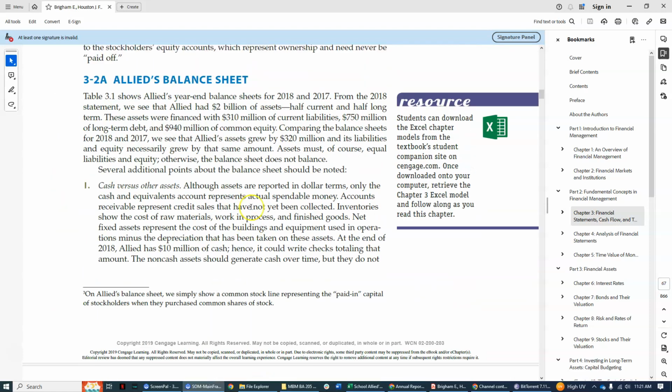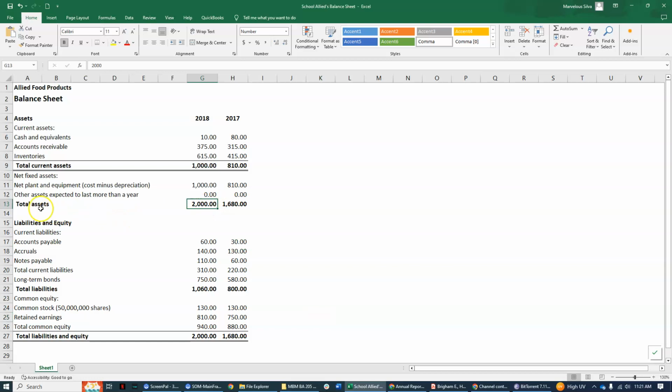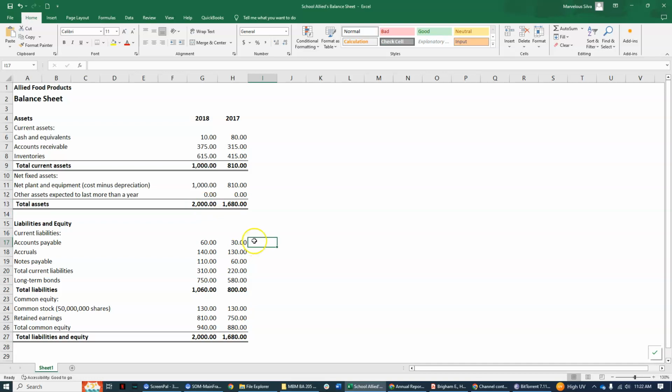One observation coming from this book is that Allied has 2 billion in assets, presented in this way. This is the total assets, but that 2 billion is composed of 1 billion. By the way, in the presentation of billions of assets, they are to be rounded, so you need to eliminate the 6 digits in the presentation.